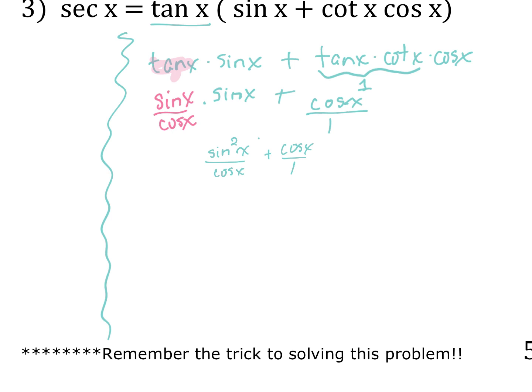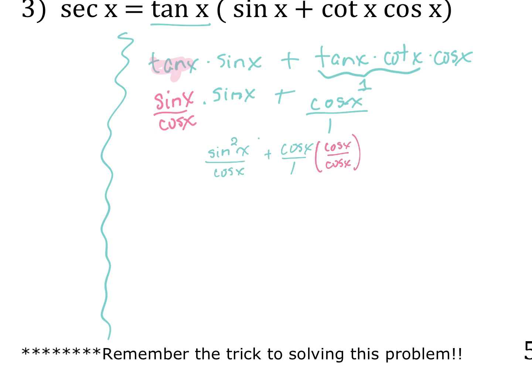I see that we have fractions that we are trying to add, so we need a common denominator. So I'm going to multiply numerator and denominator. You multiply by the same thing. So my common denominator would be cosine of x. So I'm going to multiply by cosine x over cosine x.